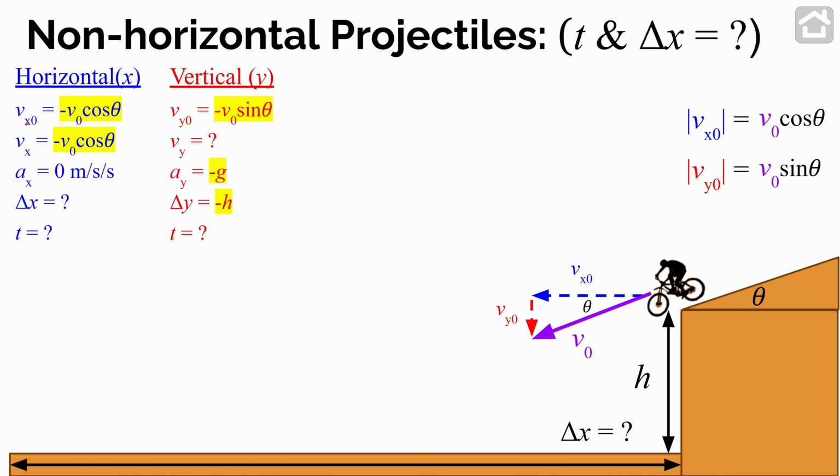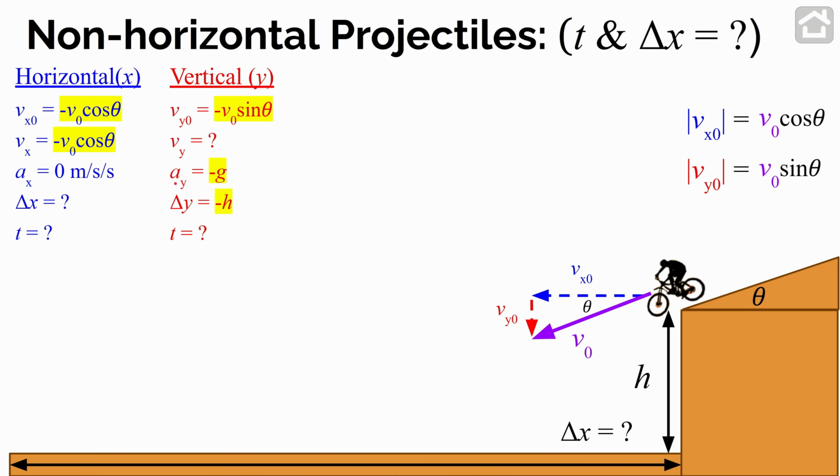So in the x direction initially, the initial x velocity is negative v sub 0 cosine theta. And we know that in the x direction, there's no acceleration because there's no significant forces in the x direction to speed something up or slow something down. So the final velocity in the x direction will also be negative v sub 0 cosine theta. The initial velocity in the y direction is negative v0 sine theta, like we talked about over here. We don't know what the final velocity in the y direction is. It is speeding up because in the y direction it has an acceleration.